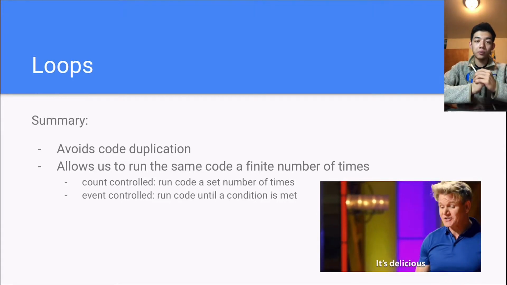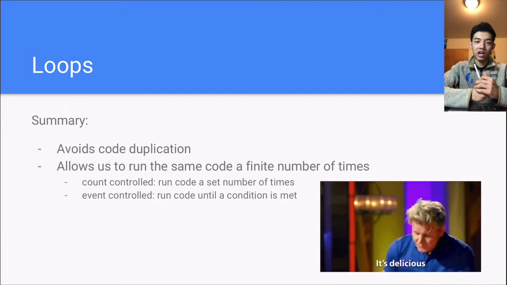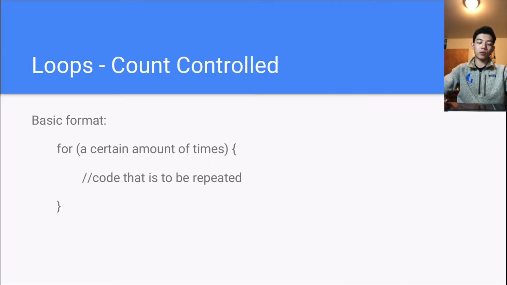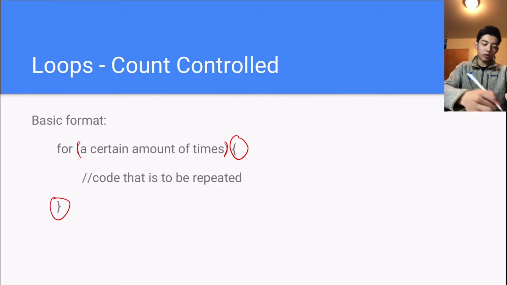Count controlled loops are loops that are run a set number of times, and we'll go over the syntax right now. So the basic format, right? We're going to have a for loop, and in the parentheses of our for loop we're going to set how many times the code is run. That's where we're going to specify that. And then inside the 2 curly braces here is the code that we actually want to be repeated.